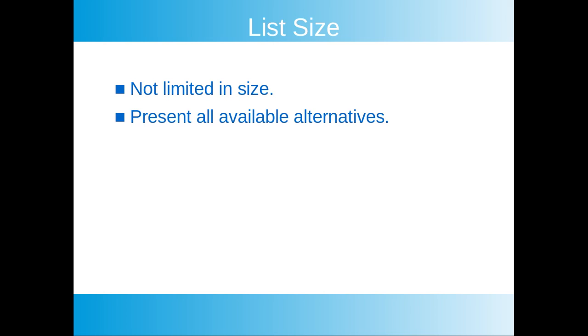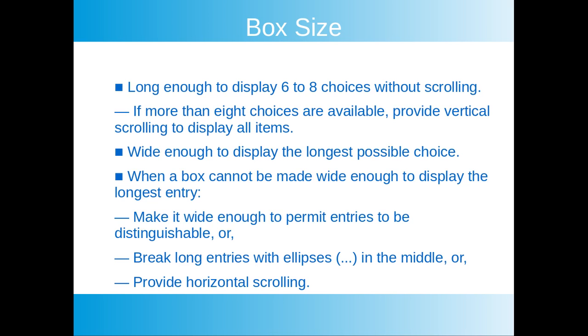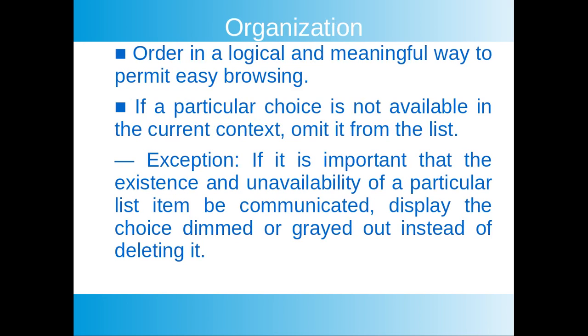List size: not limited in size. Present all available alternatives. Box size: long enough to display 6 to 8 choices without scrolling. If more than 8 choices are available, provide vertical scrolling to display all items. Wide enough to display the longest possible choice. When a box cannot be made wide enough to display the longest entry, make it wide enough to permit entries to be distinguishable, or break long entries with ellipses, 3 dots in the middle, or provide horizontal scrolling.